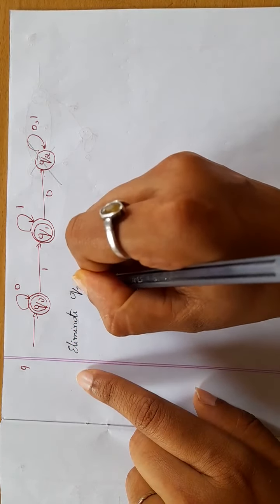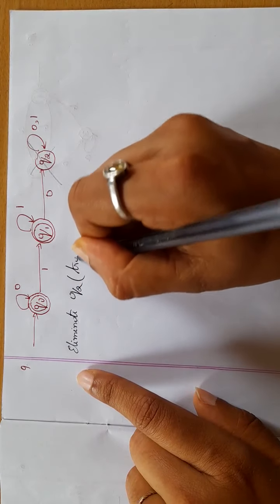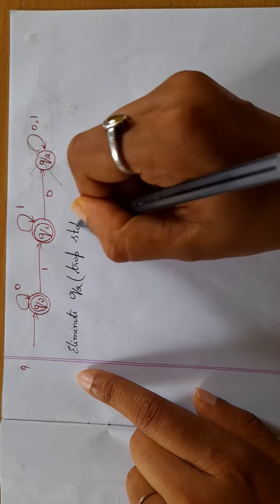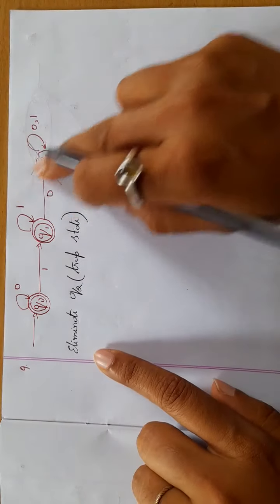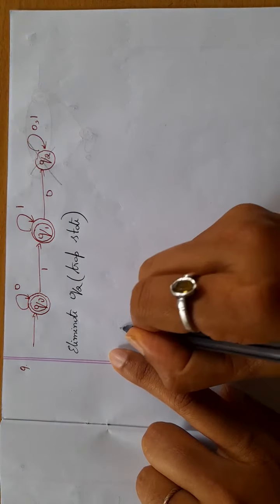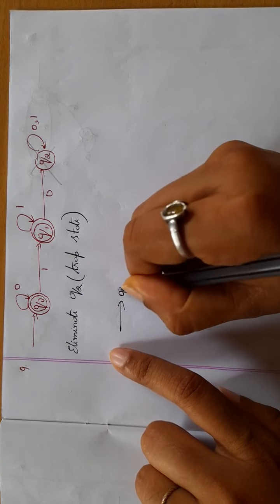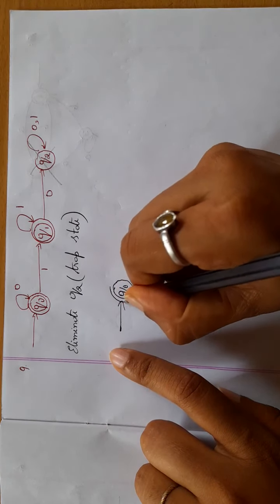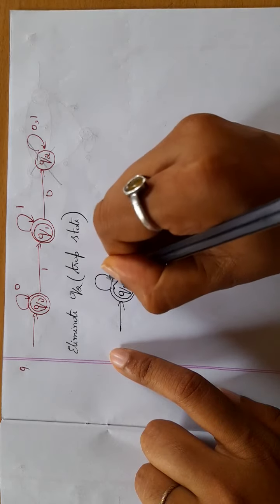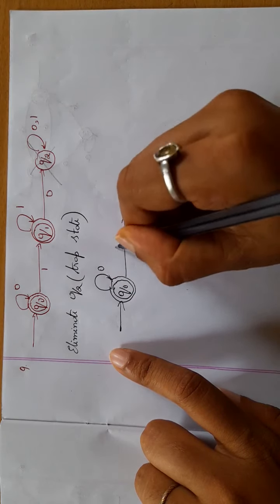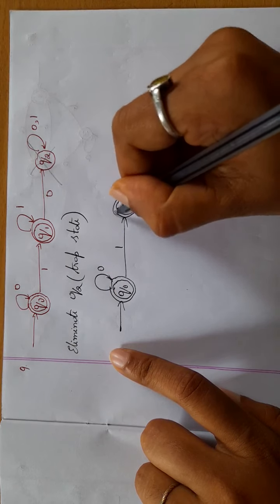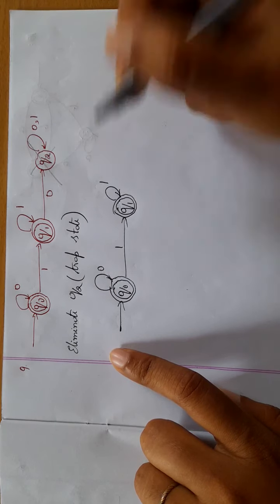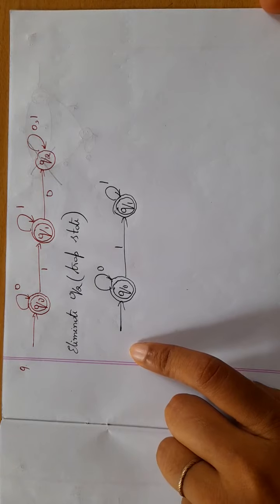Eliminate Q2. What is this Q2? Q2 is a trap state. When I eliminate this, how will it look? I will delete this completely. So I am left with Q0, 0, 1 and then Q1. Okay. So this is my FSM now.